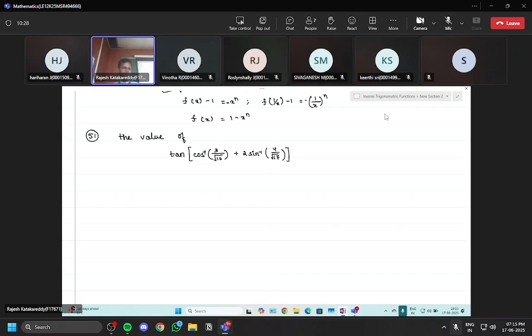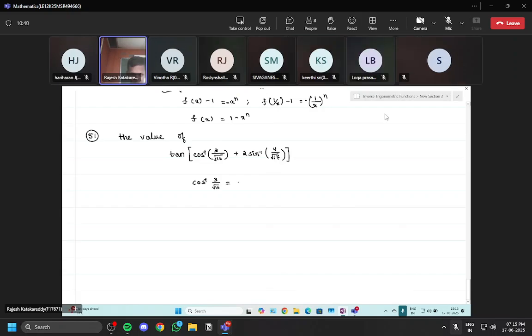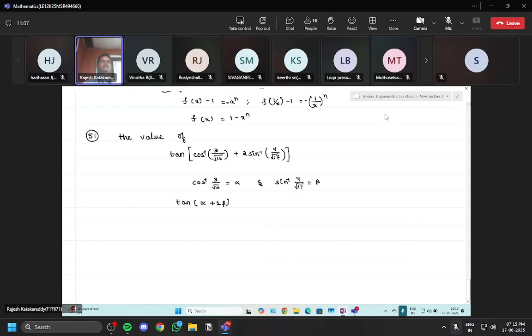Not difficult. You can write this as a hint if you didn't solve it in the exam. We will solve this by assuming cos inverse of 3 by root 10 is equal to alpha, and then sine inverse of 4 by root 17 is equal to beta. So you have the cos alpha and sine beta values. Convert cos alpha and sine beta in terms of tan, right? So now this is nothing but tan of alpha plus 2 beta. You know the value of tan alpha, you know the value of tan beta. Next, it is not difficult to do.